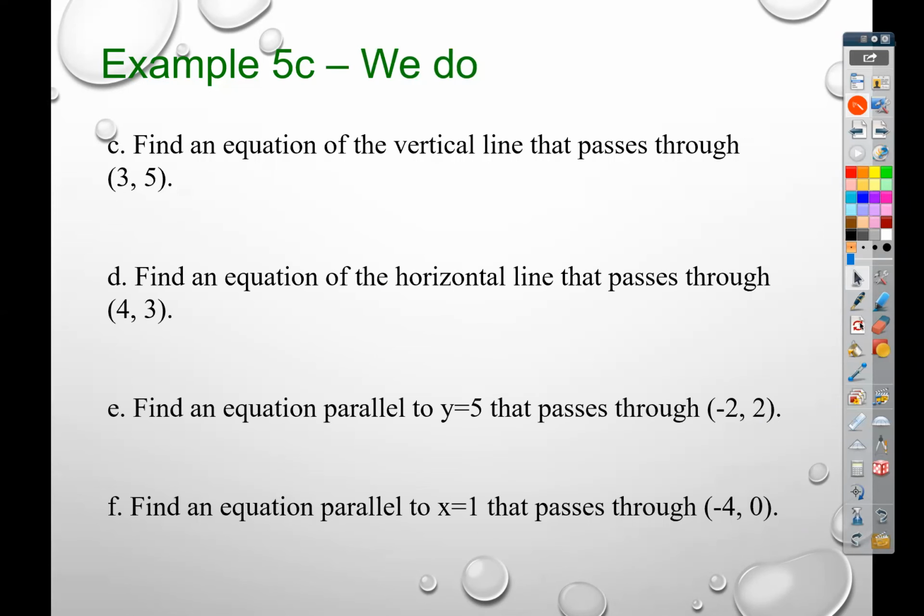All right, 5c, here's some for you to do. Just remember that it's vertical or horizontal.